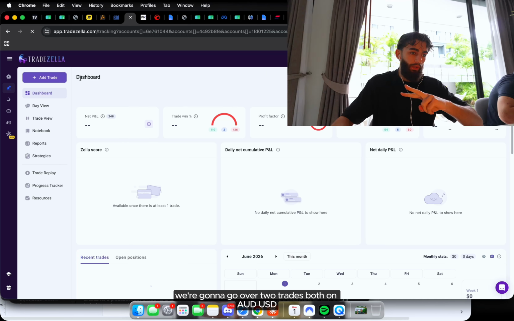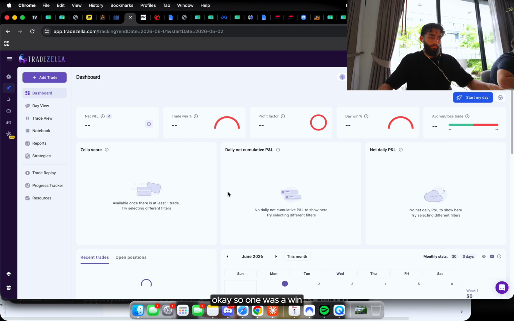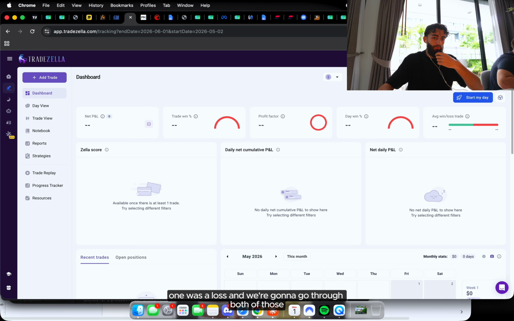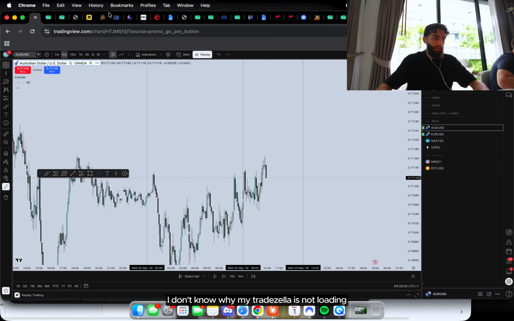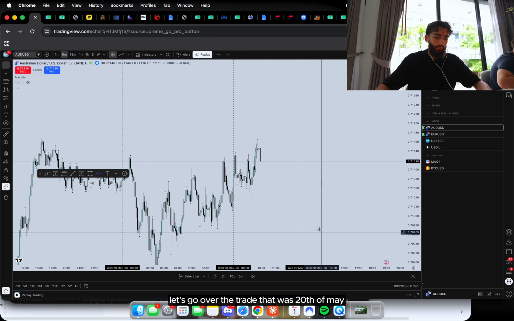We're going to go over two trades, both on AUDUSD, both on my fully mechanical model. One was a win, one was a loss, and we're going to go through both of those. I don't know why my trade seller is not loading, but we will leave that be. First of all, let's go over the trade that was 20th of May.